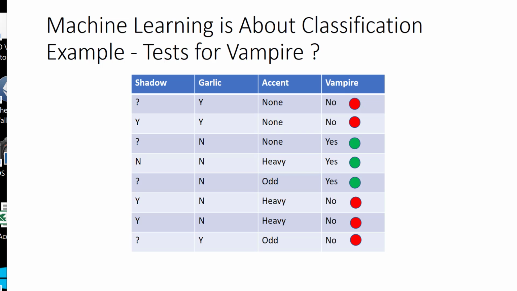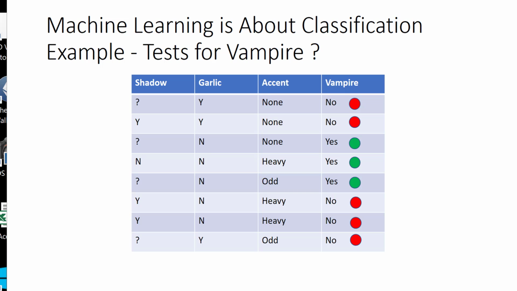Okay, so we want to talk about machine learning, and in this case, we're going to talk about it as a classification problem. So, for example, here we want to find out if we've detected a vampire or not. And our tests are that a vampire may or may not throw a shadow. Vampires are not supposed to like garlic. They hate garlic. Now, vampires could have an accent. They might have a heavy accent or an odd accent.